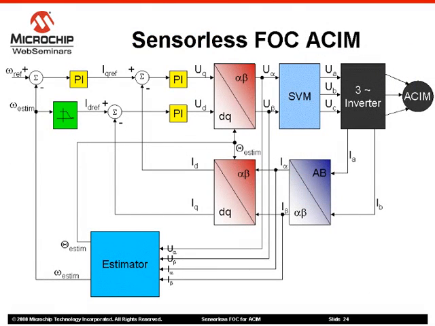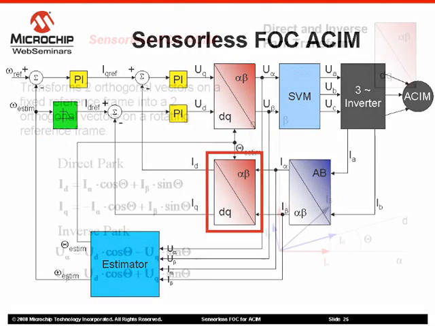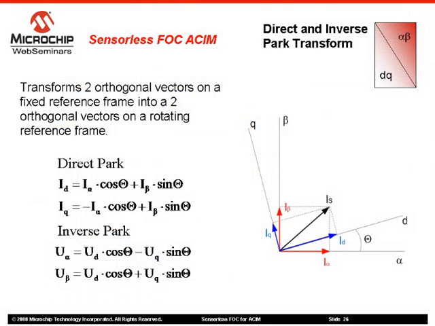The next block to be described is the Park transformation block. In this control topology, direct and inverse Park transformation blocks are needed. Inputs to this block are the outputs of the Clark transformation block and the angle of the rotor. There are two directions of this transformation block: direct, from fixed reference frame to rotating reference frame, and inverse, from rotating to fixed. The equations indicated are simple trigonometric transformations from one reference frame to another.